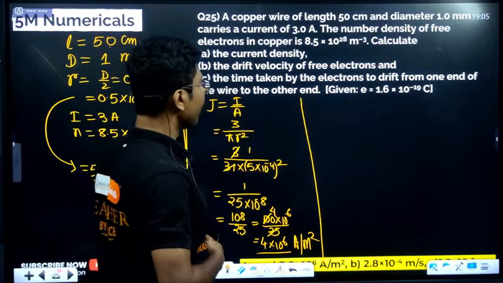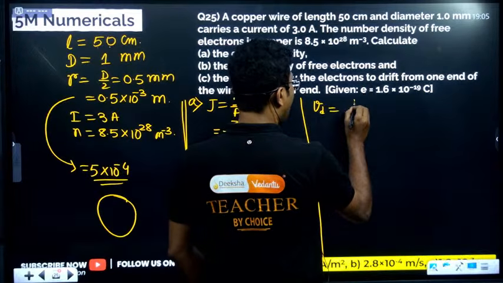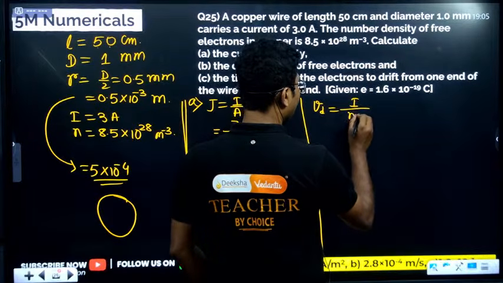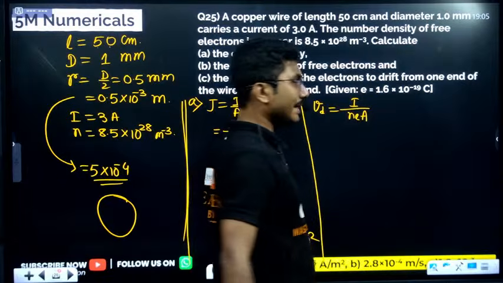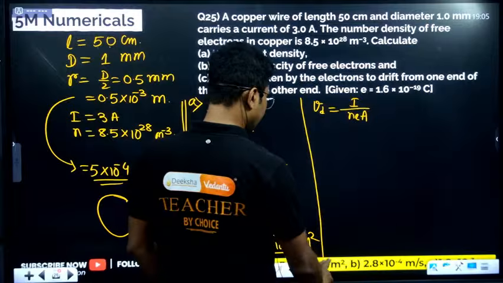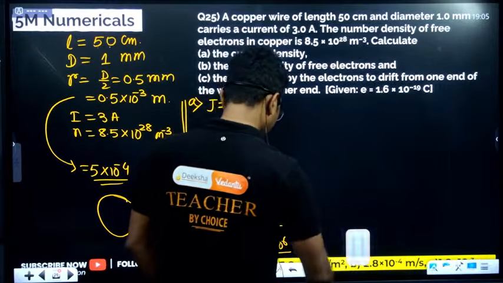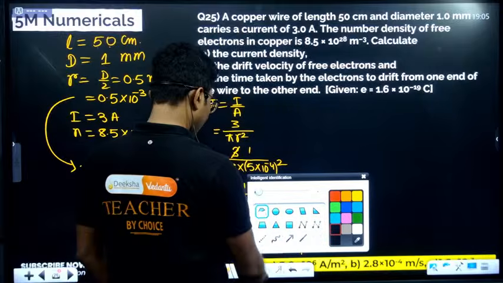Next is the drift velocity. How to calculate drift velocity? Drift velocity is I upon NEA. Okay, I is equal to NEA VD. So VD will be equal to I upon NEA. Okay, let me draw a straight line to separate.